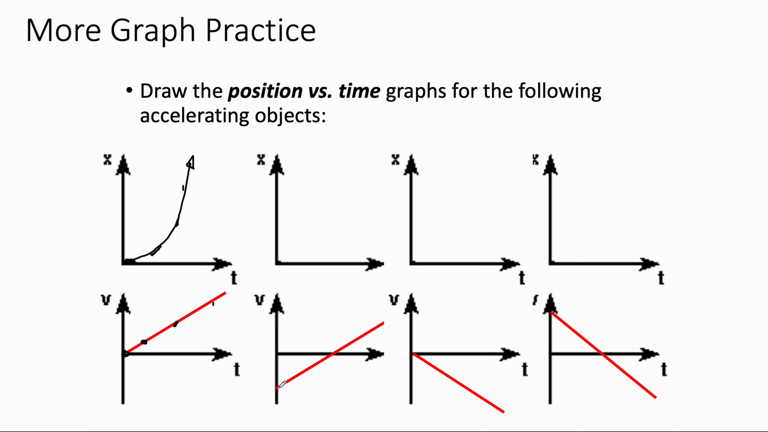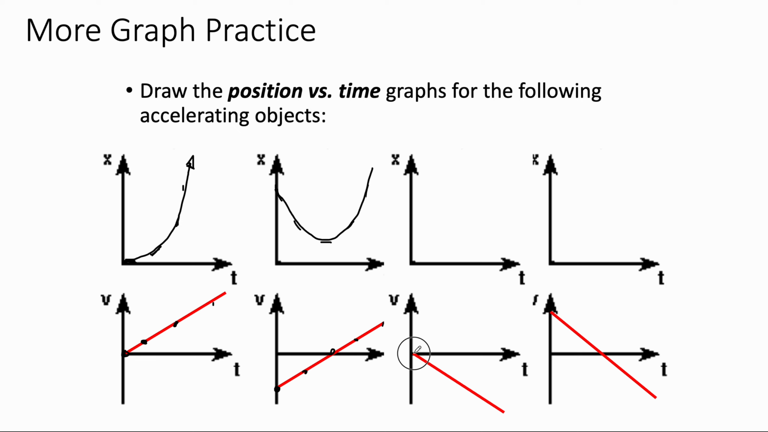Well, this one, initially the velocity is negative, which means I need to start out here with a negative slope. And by the time I get to here, I need a 0 slope. And here I've got a less negative slope. Over here I've got a positive slope. And then even more positive slope over here. What's this shape? It's an upward facing parabola.